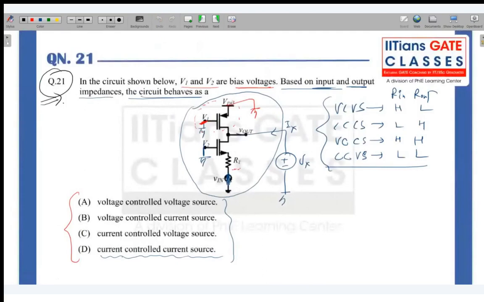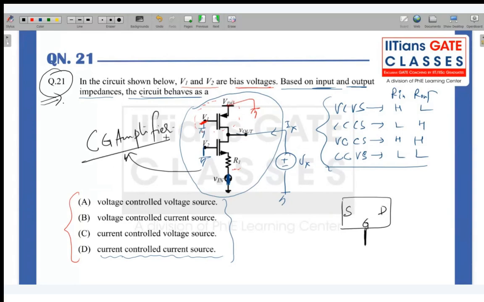So always keep in mind, if input is connected at the source and output is taken at the drain, so what is common, guys? The common is gate. So this is basically a common gate amplifier. Always keep in mind. And common gate amplifier mimics the property of what? Mimics the property of current control current source. That you have to keep in mind always, right?